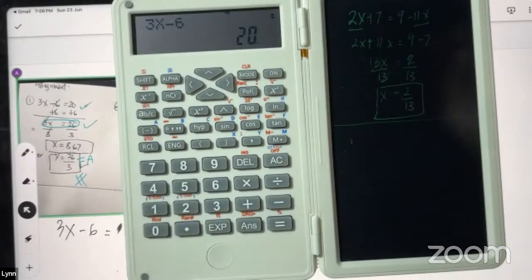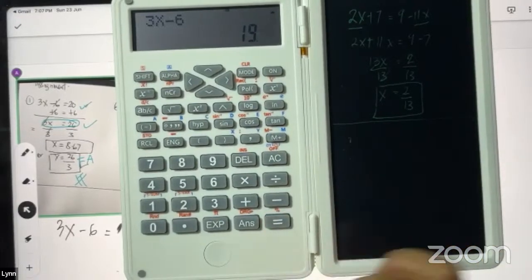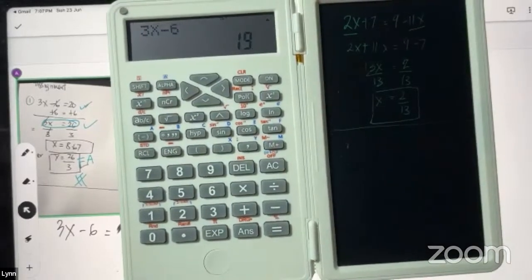This is what you did before, and the calculator has enough memory to remember what you did. What you did was 3x minus 6 equals 20, but now the x has changed. So I want you to press the equal button right now, and it no longer gives you 20, because you have updated the value of x. Do you understand what I'm saying? Your x value now is 25 over 3, not 26 over 3. Correct? Why is that?